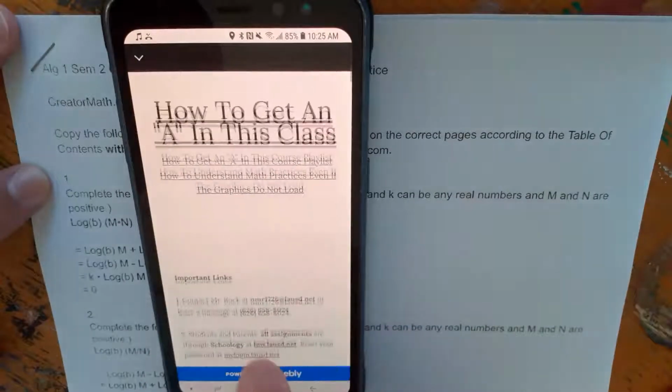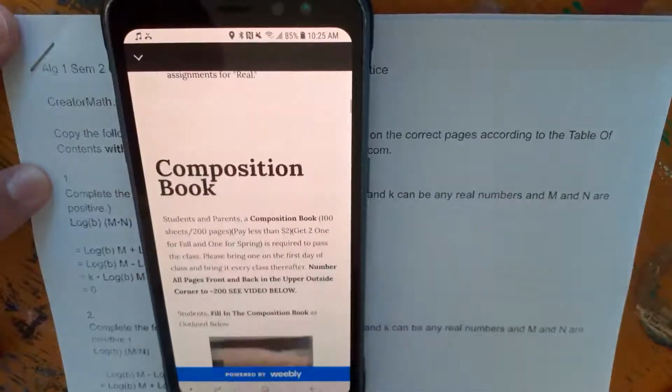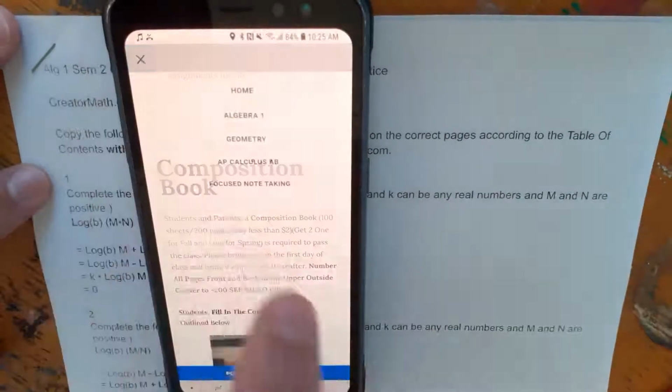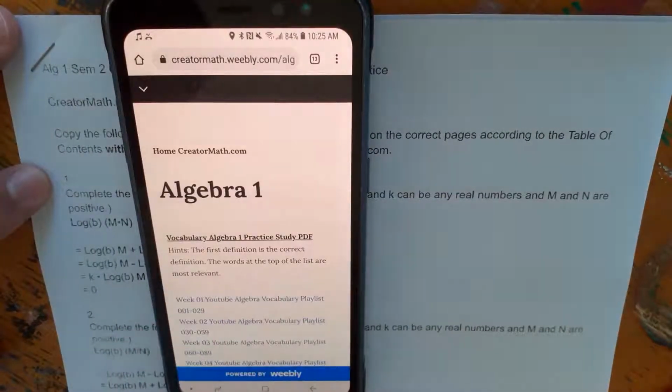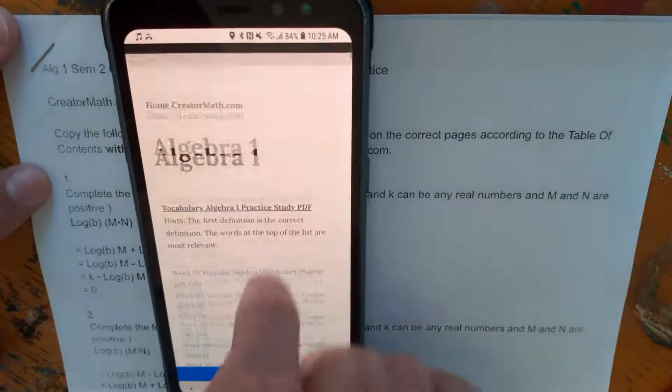Scroll down until you see the picture of the comp book and the big words comp book, and see everything under it. Watch all the videos and do all the requirements. Otherwise, if we need notes, we're going to go over to Algebra 1. These are the vocabulary. This is a PDF right here with all the vocabulary for the whole year. You're going to find all the answers to all the vocabulary practices on that document.